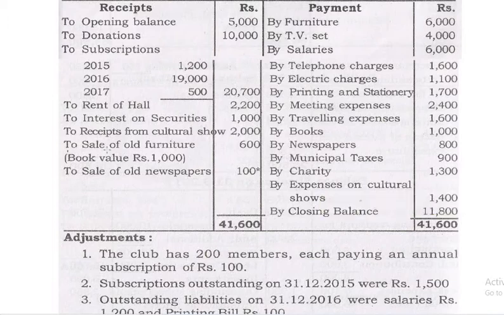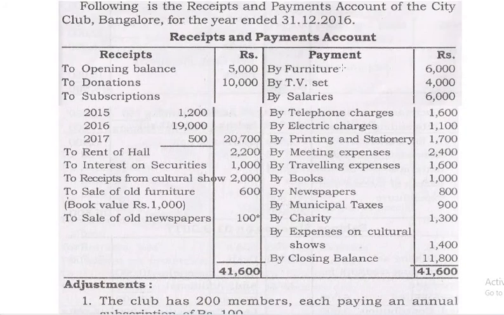That's all. Sale of old furniture 1,000 book value, 600 realized. So loss on sale of furniture 400 should be debited to the income and expenditure account. And in the balance sheet, furniture opening balance, add additions, less sale. You have to take book value, not the amount realized on sale of furniture. Sale of old newspaper is a revenue receipt credited to income and expenditure. Furniture purchased during the year: opening balance, add purchases, less sale. If there is depreciation, that should be deducted.